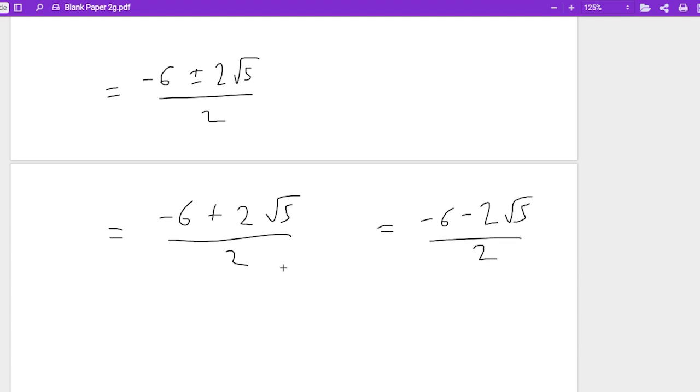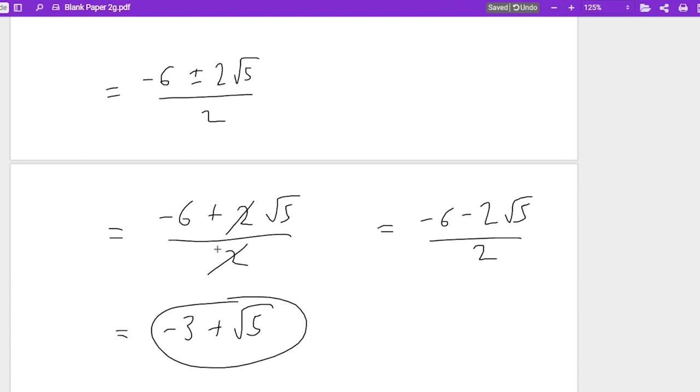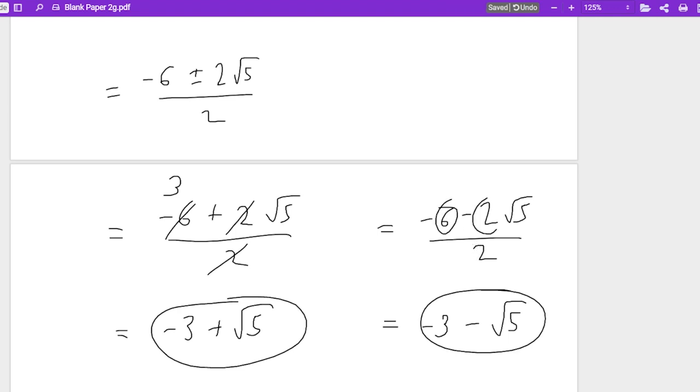And the reason this is so nice for both of them is that both numerators are divisible by 2, the denominator. So when I divide both numerators by 2, I get negative 3 plus the square root of 5. I did this by canceling out the 2's here, and that would become a 3. And the exact same thing is going to happen here, so it will become negative 3 minus root 5. Whenever I have the 2 in the denominator and both of these numbers are divisible by 2, I can cancel them out, leaving me with the answer we see right here.